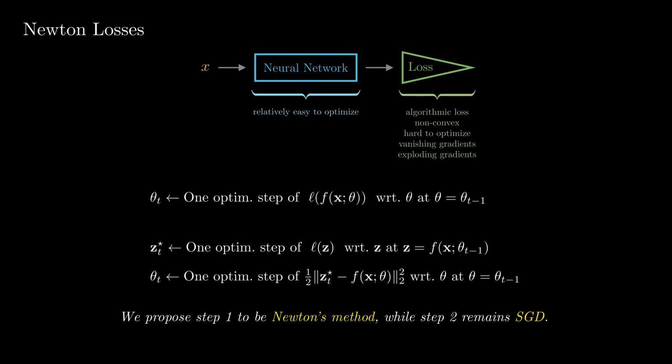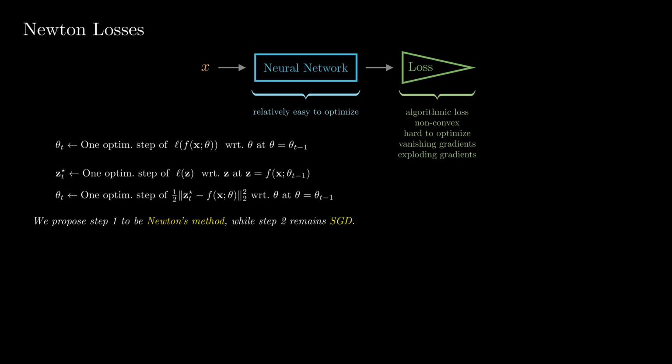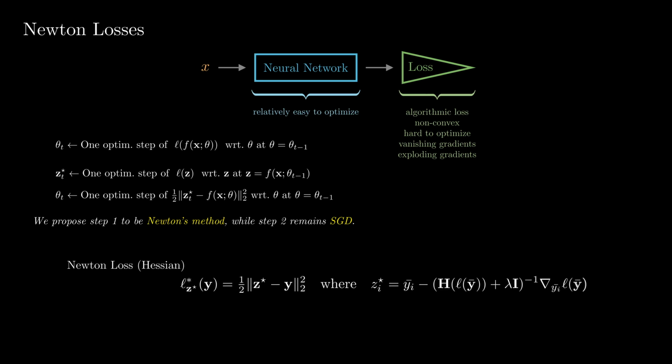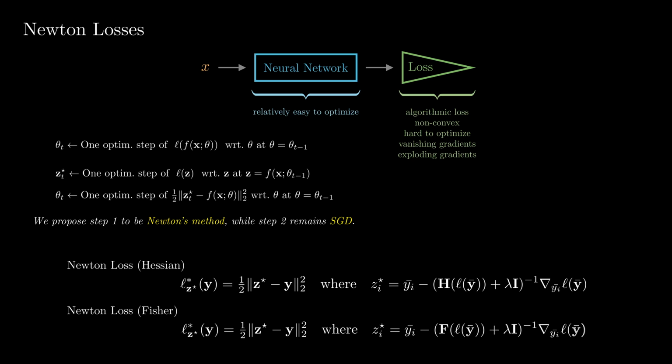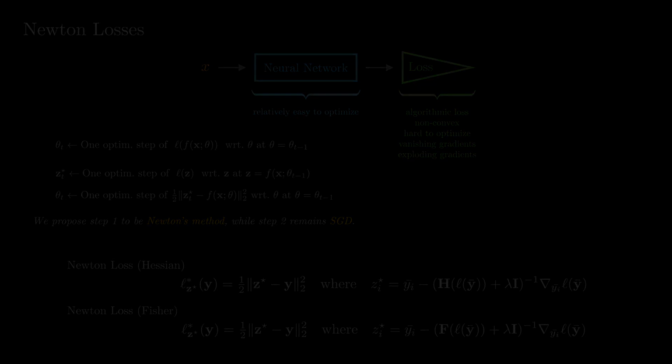Equipped with the idea, we can transform the loss L into a Newton loss L star, which simplifies the idea by expressing the step on Z in closed form, thus requiring only a single optimization step in modern deep learning frameworks. Here, we require a Hessian, but sometimes it's not available, so we propose an extension that only requires the empirical Fisher. Now, let's discuss how we can implement Newton losses and start with a Hessian formulation.